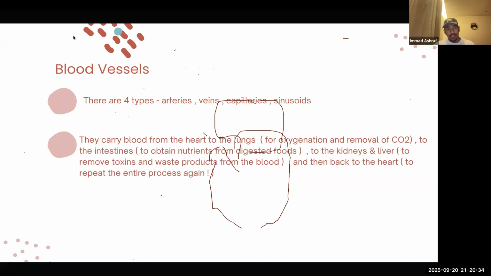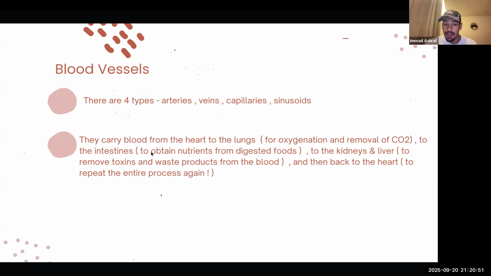So now there are different types of blood vessels that participate in this. So there are 4 types. There's arteries, veins, capillaries, and sinusoids. So arteries, okay, we'll learn about all of these, but just in general, arteries carry oxygenated blood. The only exception to this is the pulmonary artery. The pulmonary artery is the one that's connected to the right ventricle. This is an artery, but it carries deoxygenated blood. This is an exception. This is the only one in the body.